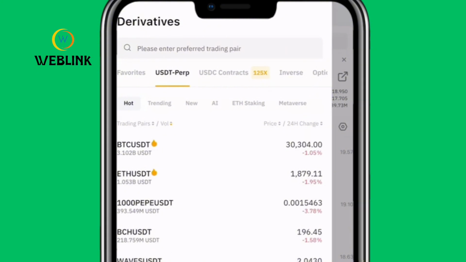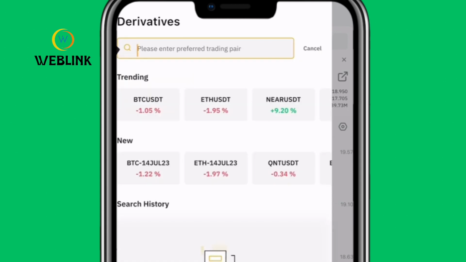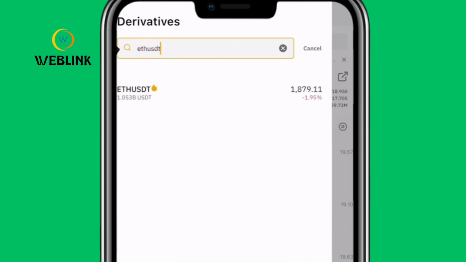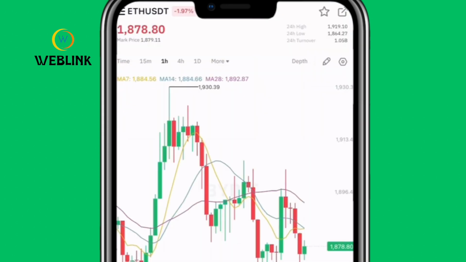Let's say, for example, in this video, I want to trade ETH USDT. Then just come right here at the top of the screen and search for ETH USDT. Once you see it, you tap on it right here, and it's going to show you the chart for the ETH USDT pair.